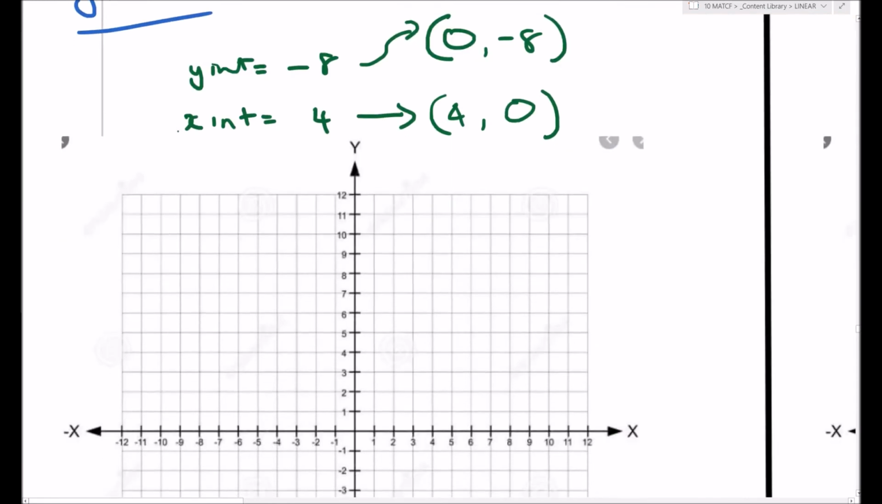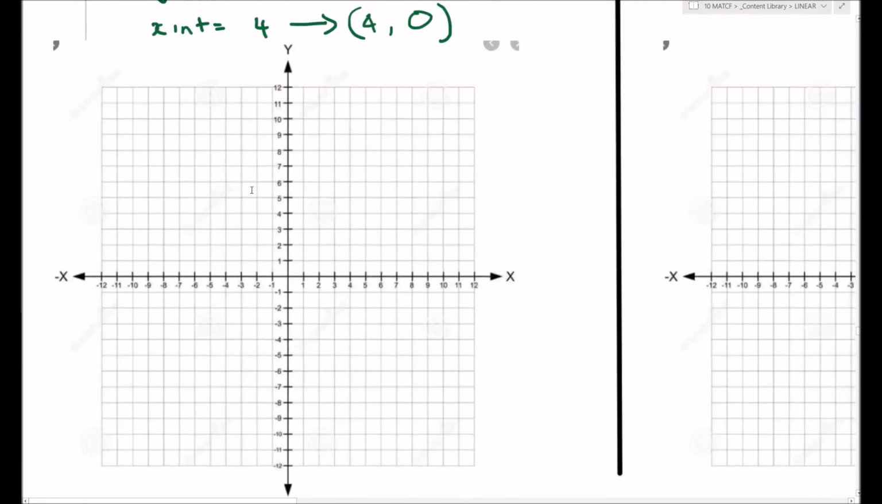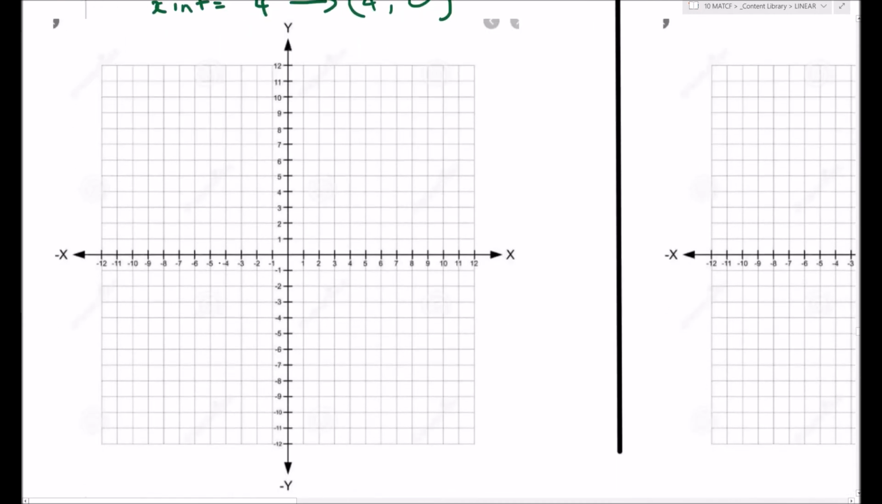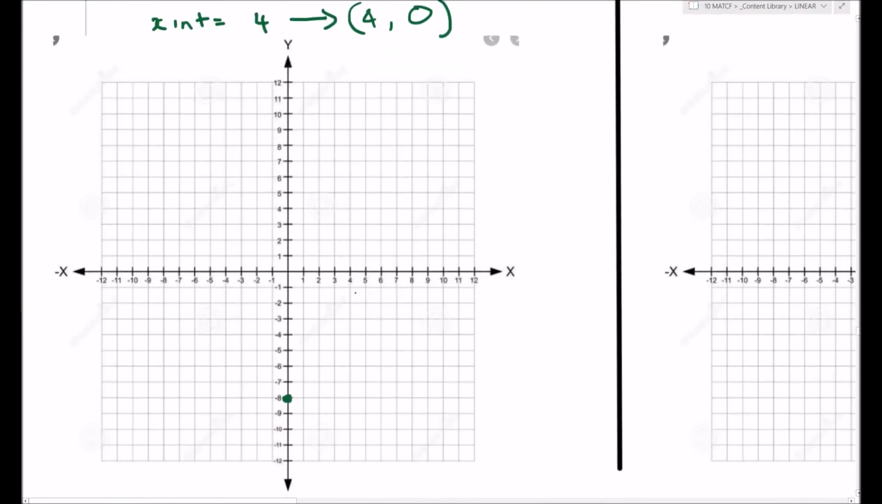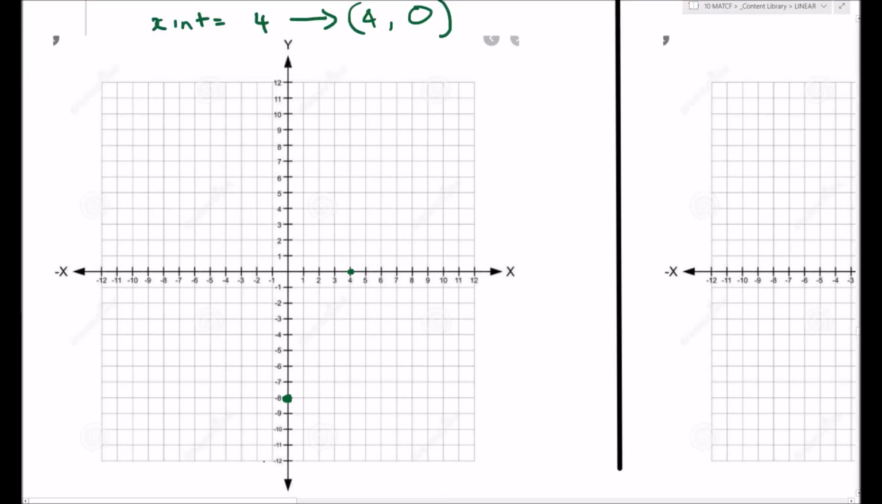Okay, so now all I've got to do is just put those 2 points in my graph and then join the dots. So my y-intercept is 0, negative 8. So 0, negative 8 would be over here. And my x-intercept is 4, 0. So 4, 0 would be here. So it's going 4, and I'm not going up or down any points. So there are my 2 points, and then you just join the dots.